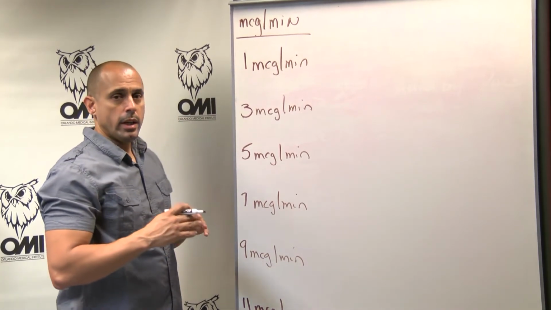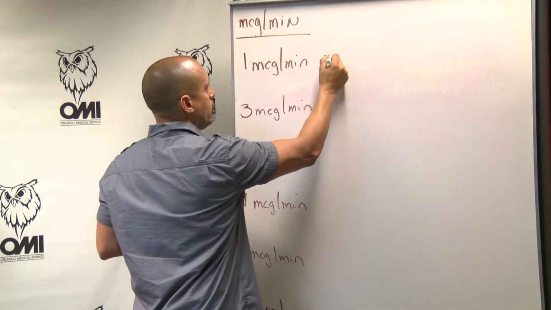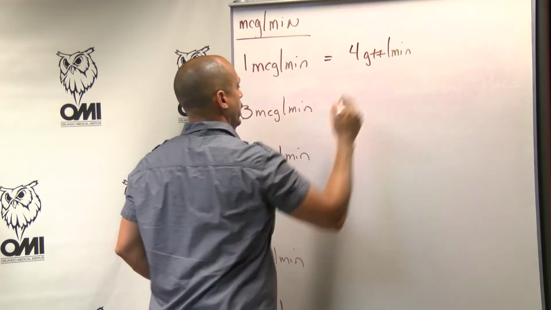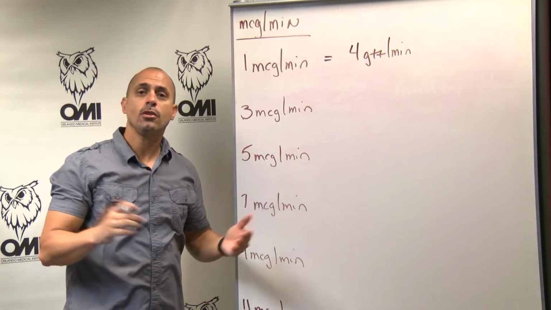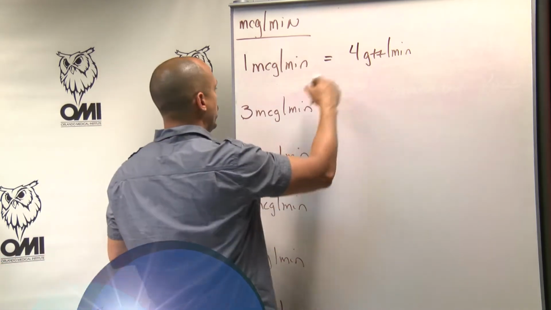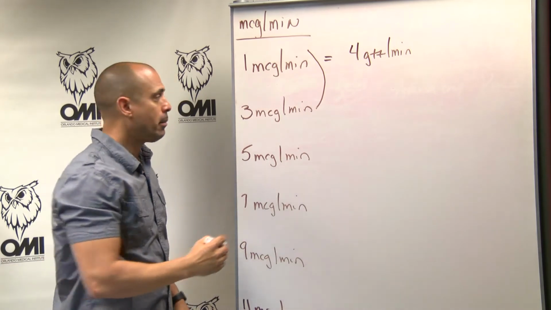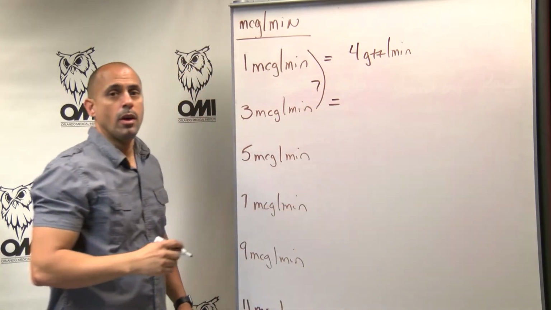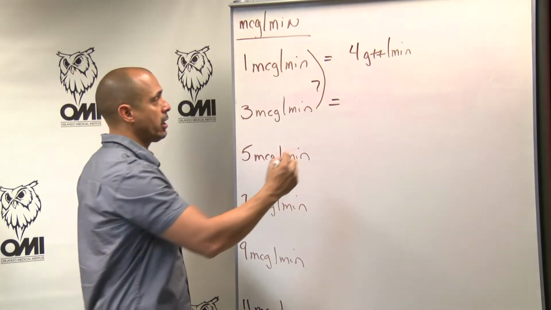So what we know is 1 mic per minute is always going to be 4 drops a minute. So this equals 4 drops per minute. So this is where I took the math out. If you stay with the odd numbers, we're going to use what I like to call, or what I came up with, the 7/8 method. So I go to the next odd number, right? So from 1, the next odd number is 3. I'm going to start with 7. I go up 7 more drops. So what's 7 plus 4? Because we're just adding 7 to the 4 drops, that will give me 11.